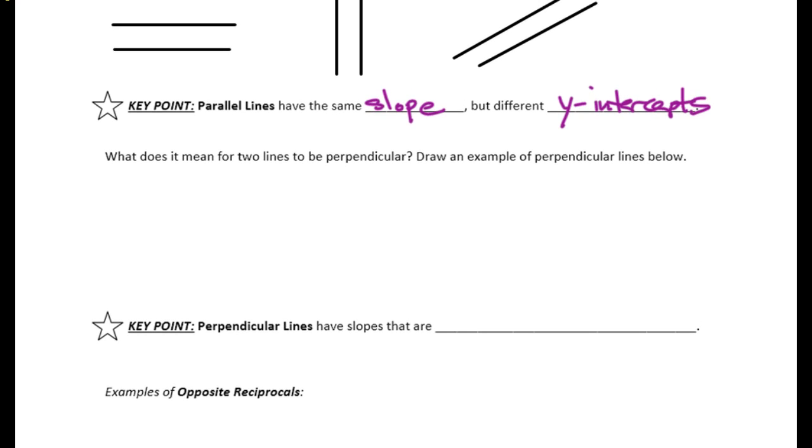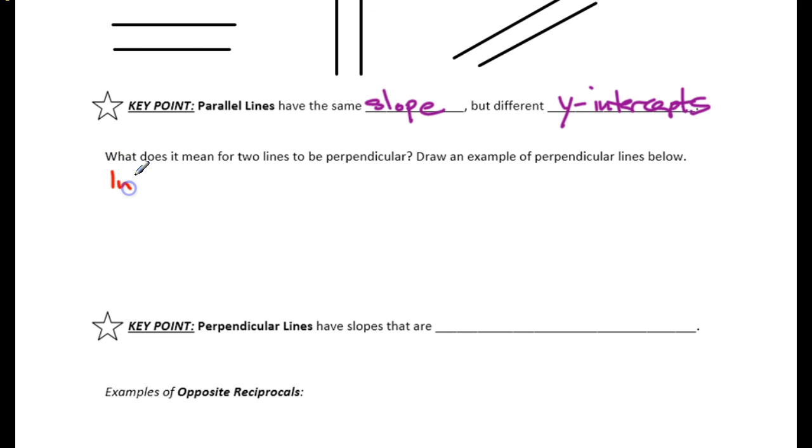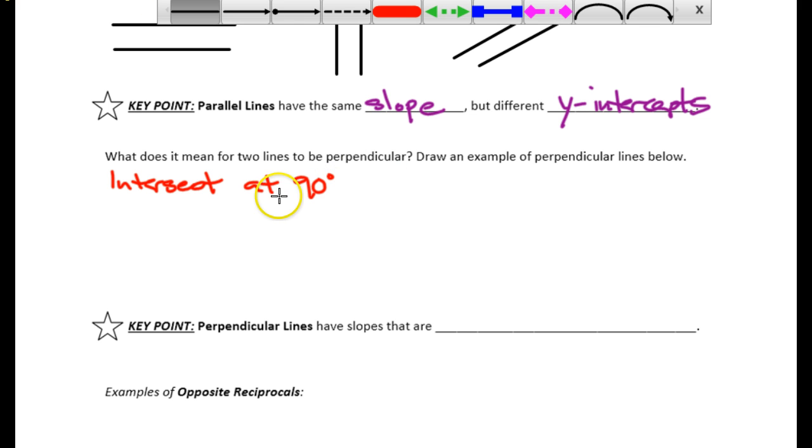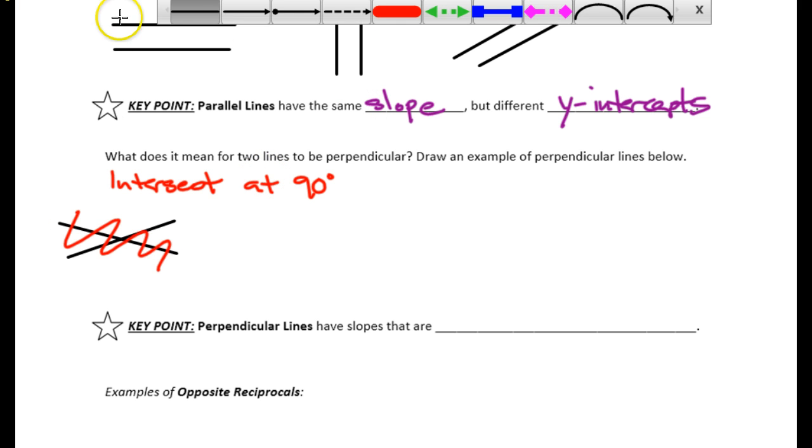Now, perpendicular. What does it mean for two lines to be perpendicular? Okay, well, if two lines are perpendicular, it means they intersect at 90 degrees, which means it makes like a corner. Okay, so it's not just any intersection. Like, see, these are just regular intersecting lines. That is not perpendicular because it doesn't make a 90-degree angle.